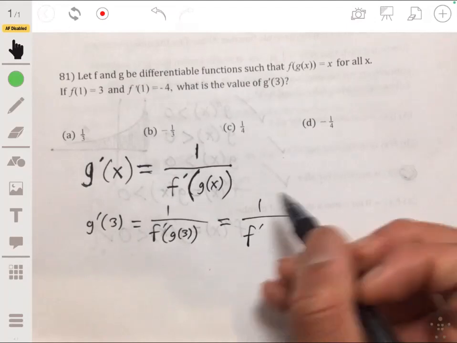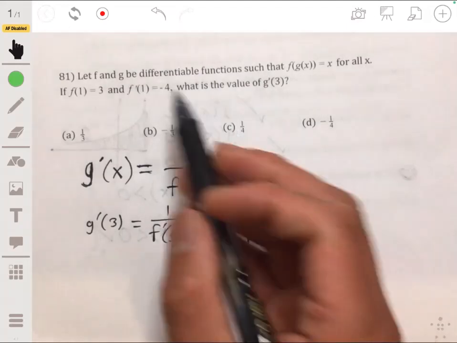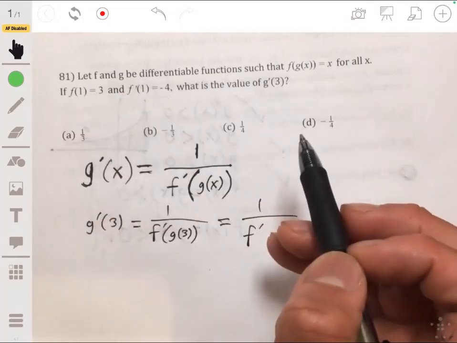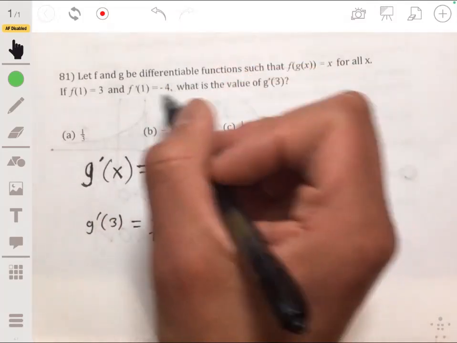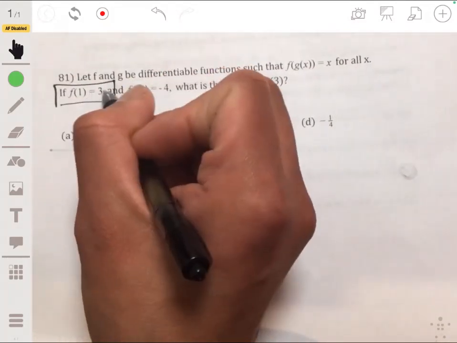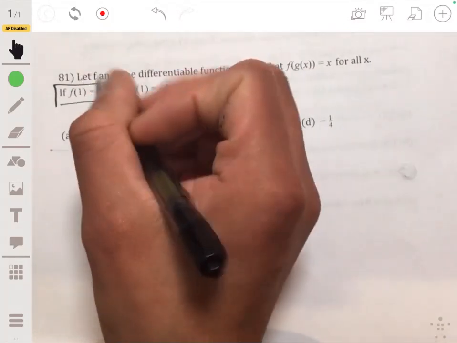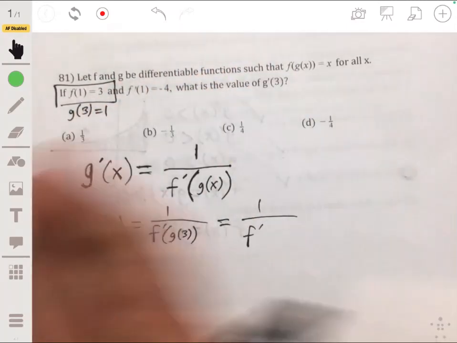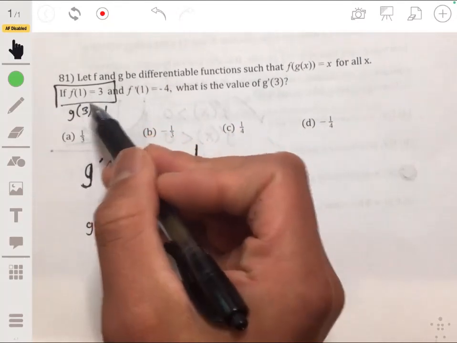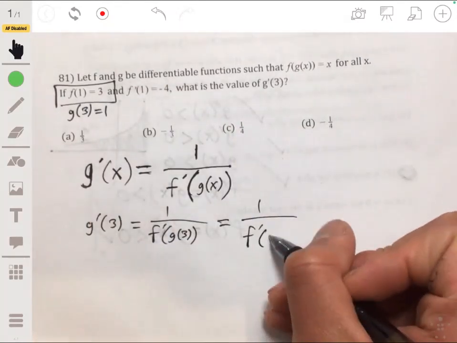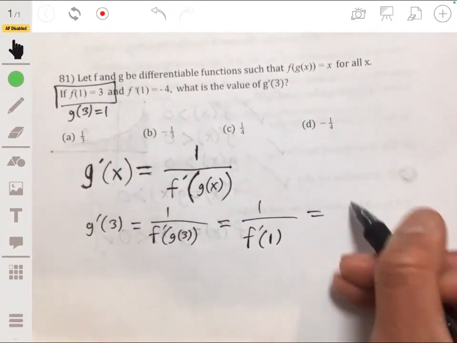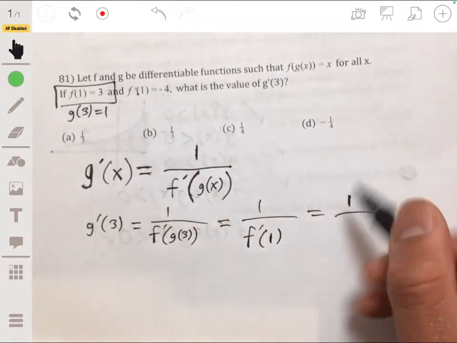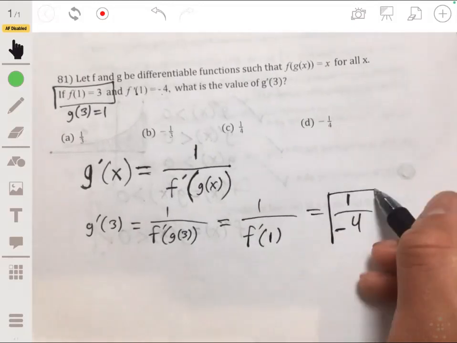F prime of g of 3. We're told that f of 1 equals 3. Since f and g are inverses, that means g of 3 is 1. That's how an inverse works, going from the input to the output and output to input. So then we have 1 over f prime of 1, which we're given that f prime of 1 is negative 4. So negative 1/4 is our answer.